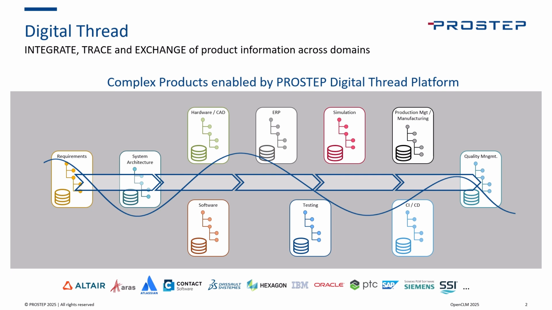So that could be from requirements to system architecture and different types of designs, mechanical, software, electrical, analysis and validation, and production and manufacturing and quality management and sustainment. So bringing together these commercial off-the-shelf connectors for the different systems in order to help that process, the data flow, creating a digital thread, moving forward the digital twin across the product lifecycle.